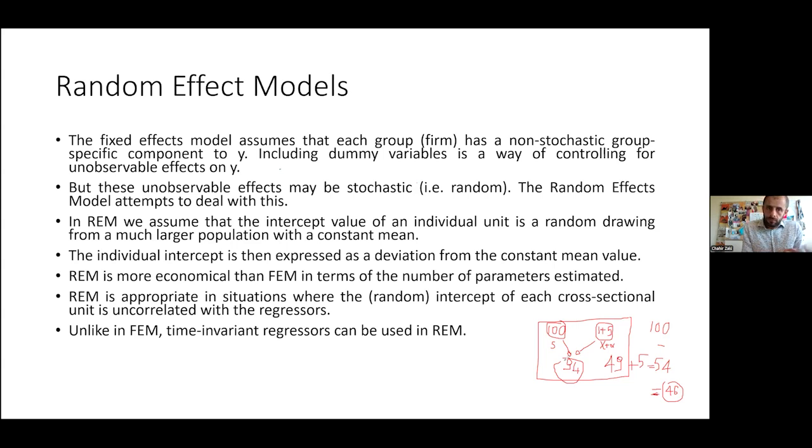However, they have 2 main disadvantages. First, if I introduce them, I will not be able to include any time invariant variable. And second, they consume a lot of degrees of freedom. So if I don't have a very large sample, this might affect the robustness of my results because I will have a limited number of degrees of freedom. Okay? Is that clear? Any questions?